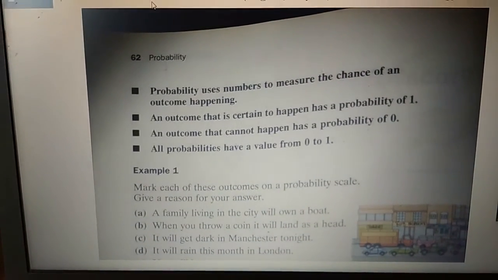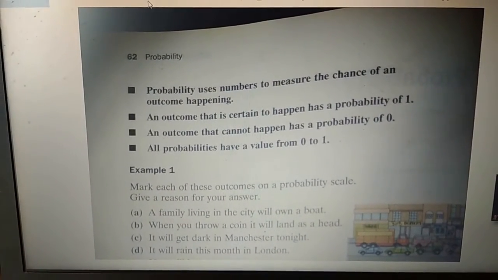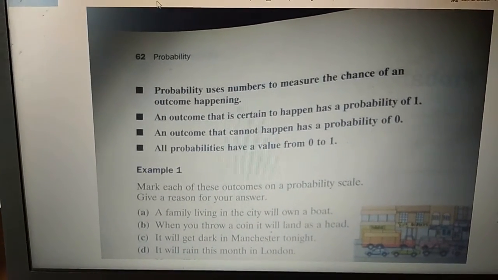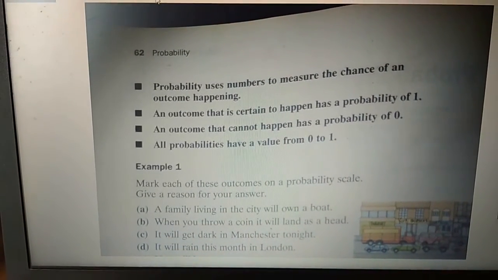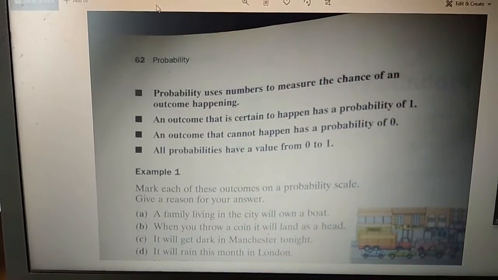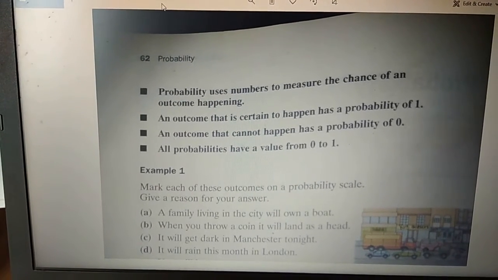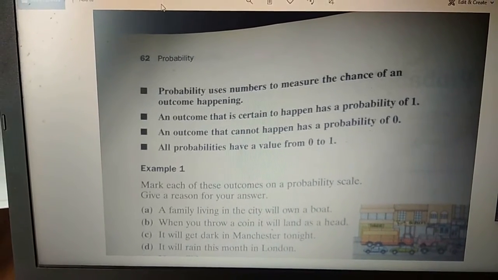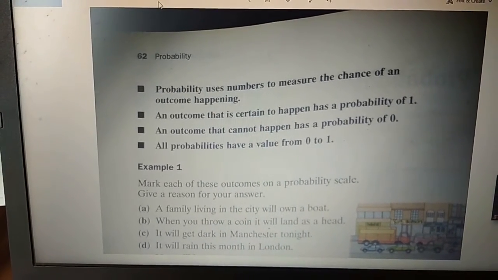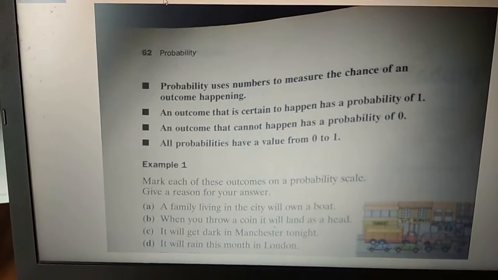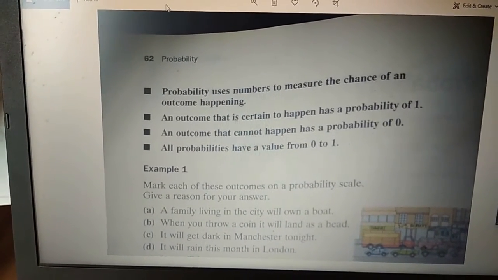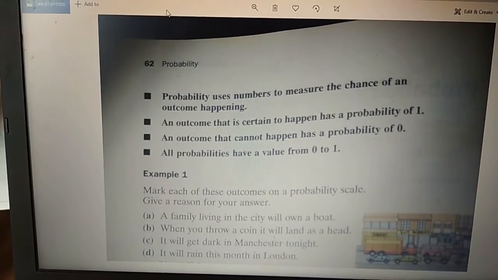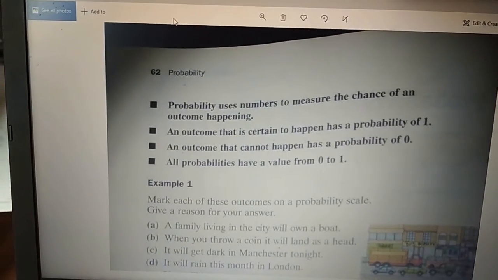An outcome that is certain to happen has a probability of 1. 1 means it has the full chance to happen. An outcome that cannot happen has a probability of 0, it means it doesn't have any probability. So all probabilities have value from 0 to 1. 0 is the lowest value, 0 means nothing is going to happen, and 1 means that 100% it is going to happen. So the lowest value is 0 and the highest value is 1. 1 means it is 100 by 100.